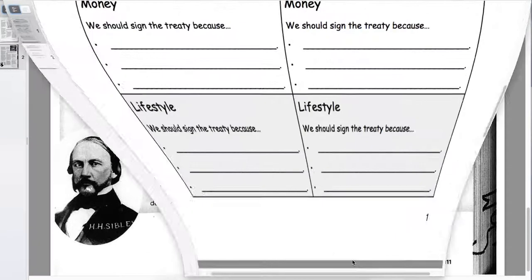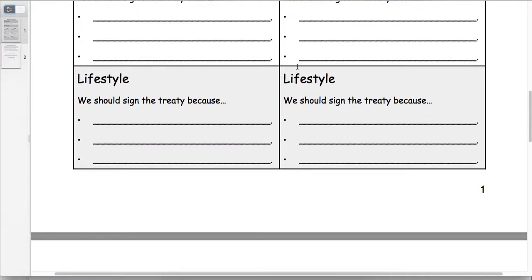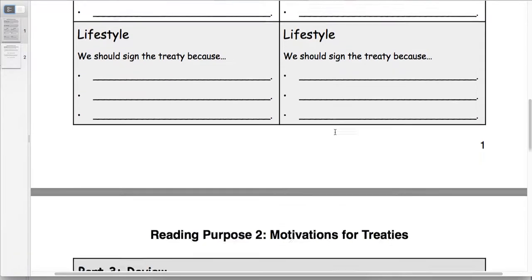So now turn to your worksheet, lifestyle. We should sign the treaty because. So Americans had a motivation to sign treaties, and it wasn't necessarily their lifestyle that was changing, but how did they want to make the Dakota change their lifestyle? Pause and fill that in.